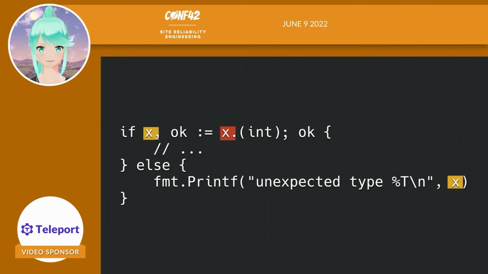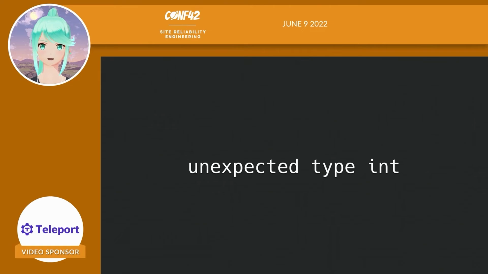If it fails to assert down, then the yellow x variable will always be an int that will have the value 0. This is probably not what you want, given that the log call with the %t format specifier would let you know what type the red x variable was. And as a result, when you run this code, you will get an error message that looks like this. Unexpected type int. This will confuse the living hell out of you.